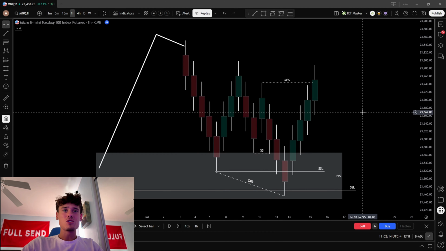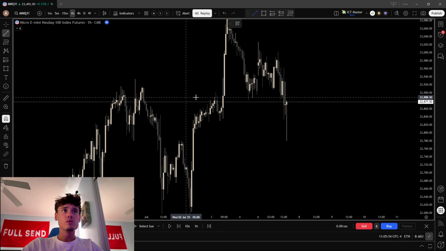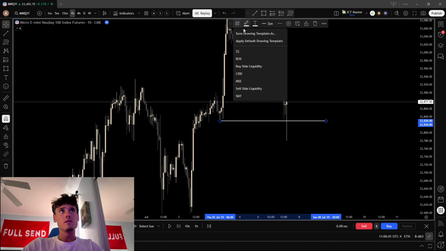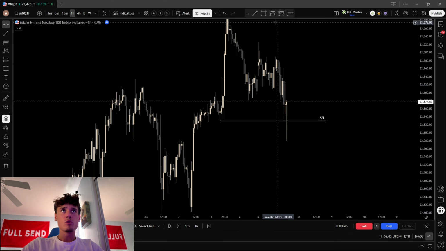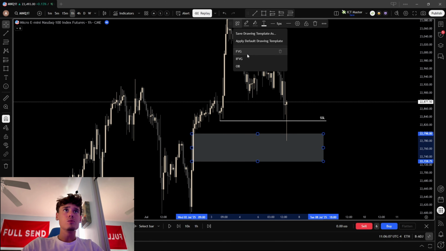So this is a little demonstration. Let's jump into a live example. So first thing we want to do on that 1 hour time frame, because we always want to do our top down analysis from the high to the low. So sell side liquidity, very important because there's a bunch of orders resting in this area. Not only that, we have a fair value gap.